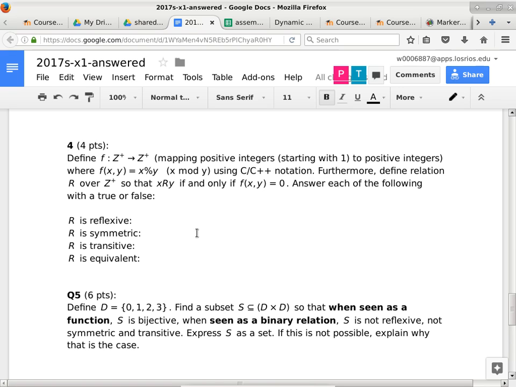What does it mean when x mod y equals 0? When x and y are both positive integers, it's a factor of. Okay, so basically y is a factor of x. R is, or since we're using x or y, R is a multiple of. Okay, x is a multiple of y. Is that okay? All right.